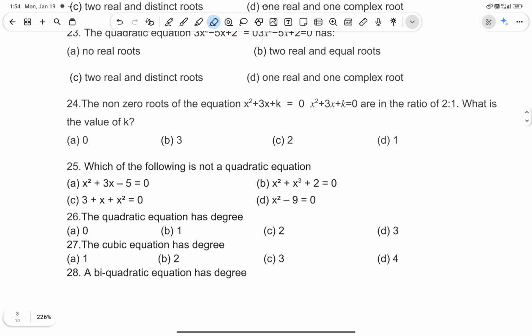For example, now we are solving the 25th question. Which of the following is not a quadratic equation? Before solving this question, we must have an idea of what is meant by a quadratic equation. A quadratic equation means the highest power of the polynomial is 2, so the degree must be equal to 2. At the same time, it must follow some criteria to become a quadratic equation.